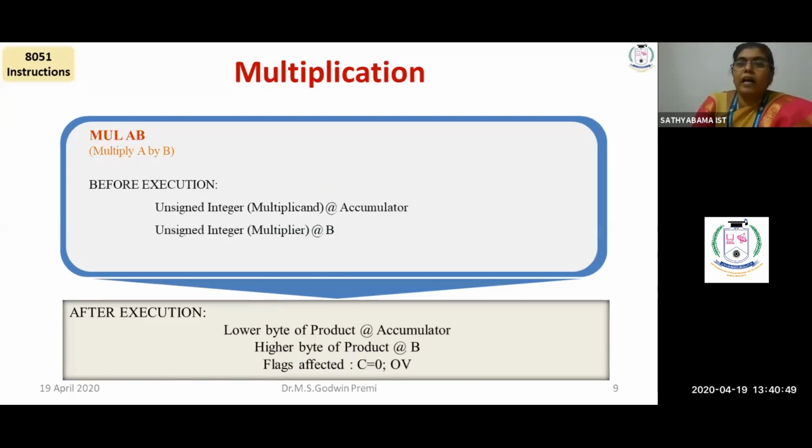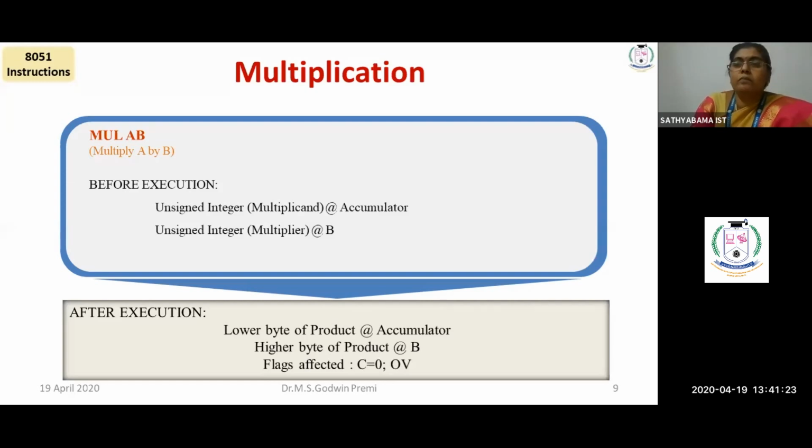Here we have to note the instruction is written like MUL space AB. It is not A comma B, AB together. MUL AB. MUL is the mnemonic for the multiplication operation. AB is the operand, because we usually follow the operand comma another operand. But here there is no comma for multiplication. So the meaning is multiply A by B.